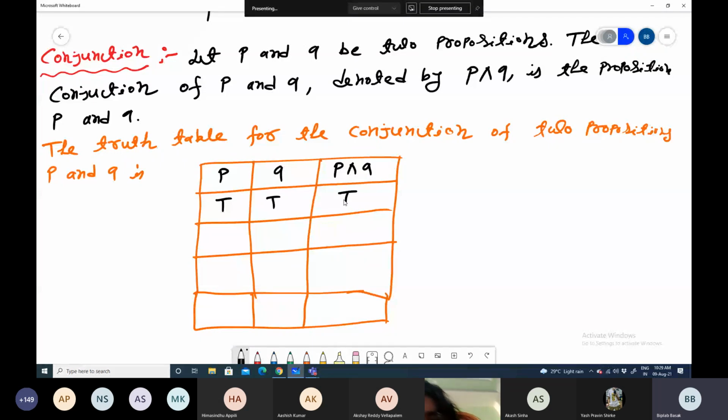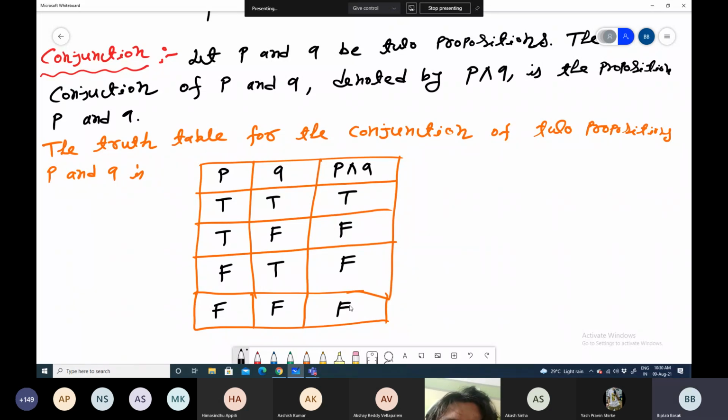Now if P is true, Q is false, then if you put that AND statement, that statement is not true. That means it is false, right? So if you have a true statement and a false statement combining with AND, that will be a false statement. Similarly, if you take false and true, that will be false. And if you have two false statements, that will be false. So this is the truth table for the conjunction.